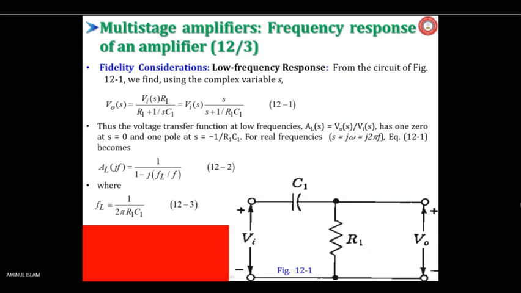Other department, electrical department. So, for real frequencies, s equals j omega equals j twice pi f, this equation 12-1 can be written as AL of jf equals 1 upon 1 minus j fL by f, where fL equals 1 upon twice pi R1C1.